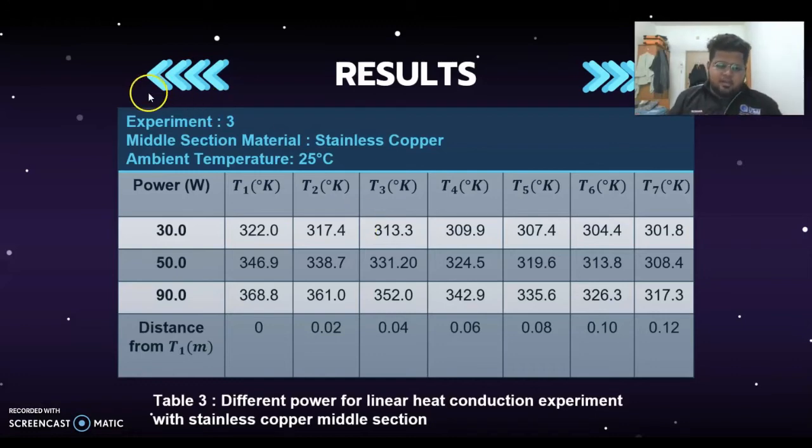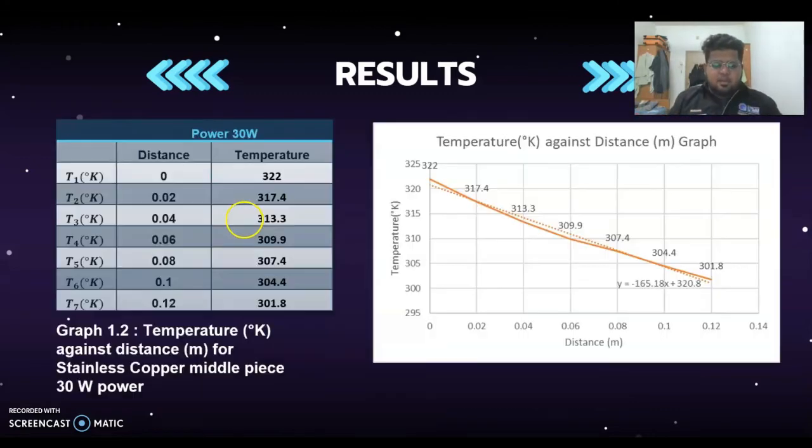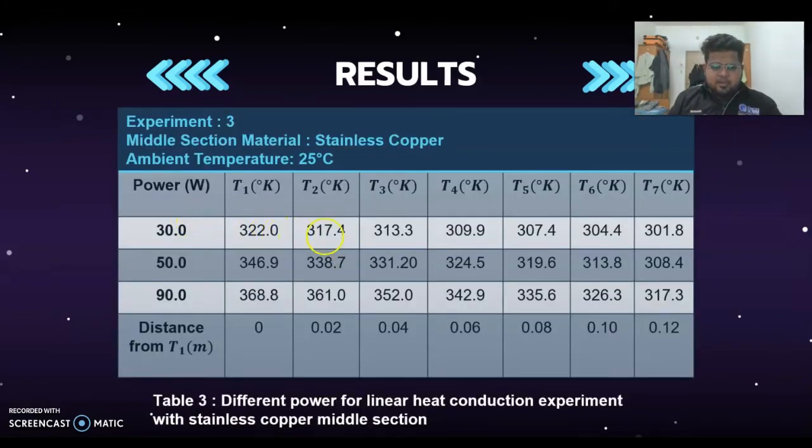And when you look at columns 2 to 7, you can see T1, T2, T3, T4, T5, T6, T7, which are the temperatures from the heat source. T1 is directly near the heating source, so it has a very high temperature, and when you look towards your right, to T4, T5, T6, T7, the temperature decreases.